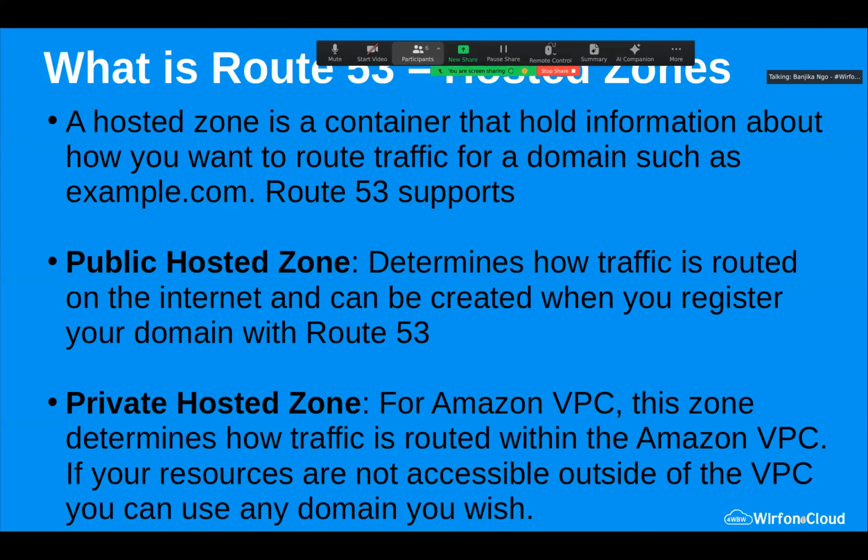And a hosted zone is then that container that will let you define how you want traffic to be routed. You have a private hosted zone, which is for your Amazon VPCs, and you determine how traffic is routed within your VPC, and if resources should be accessible from outside the VPC. So you can define that. So Route 53 comes with hosted zones, as we've just pointed out here.